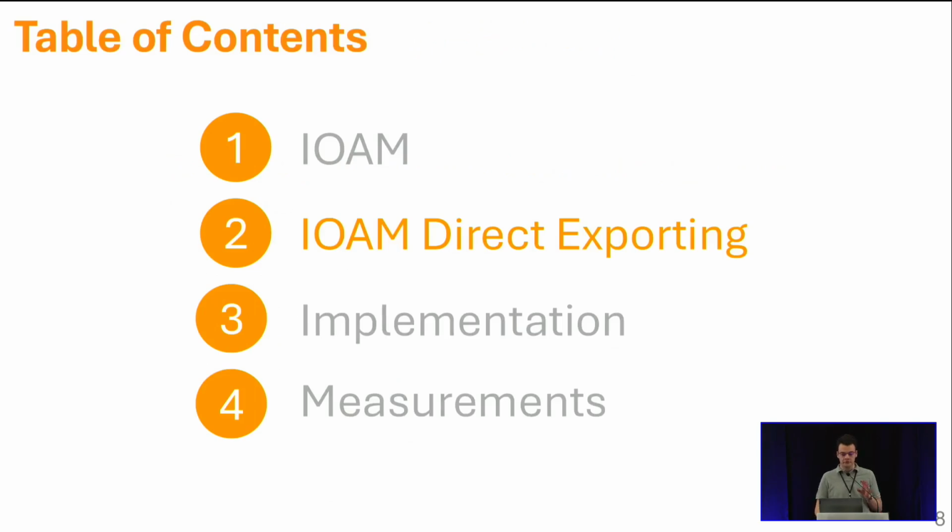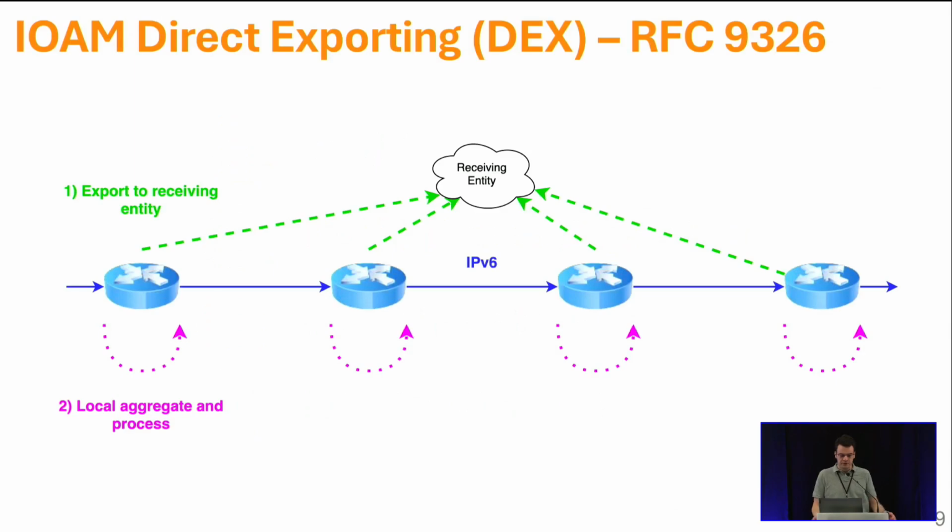Now, we have a good overview of the IOM, and we'll take a more specific look at direct exporting. So, IOM Direct Exporting is one of the operation modes of IOM, which is standardized in RFC 9326. I think the easiest approach to understand direct exporting is to take an example. Let's assume we have these 4 routers, which are in a network domain. When you are doing direct exporting, you can do 2 operations, but these 2 operations are not mutually exclusive. You can do both of them.